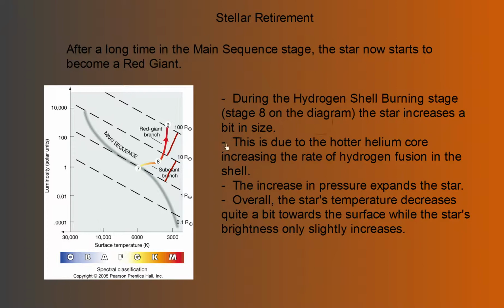Let me just erase this so it's not confusing. So you can see that going from 7 to 8, we increase in size. At 7, we're about 1 solar radii, if we're talking about a star like our sun. And at 8, we're probably at maybe 7 or 8 solar radii. So we increase in size, and you can see a decrease in temperature. We go from about 6,000 to maybe about 4-ish thousand.